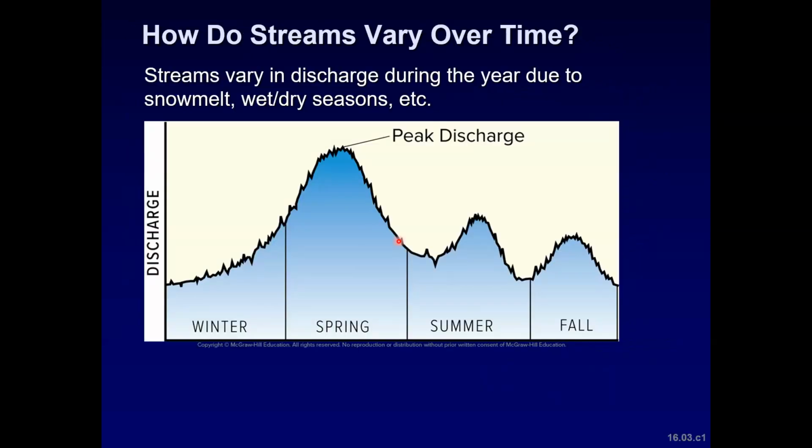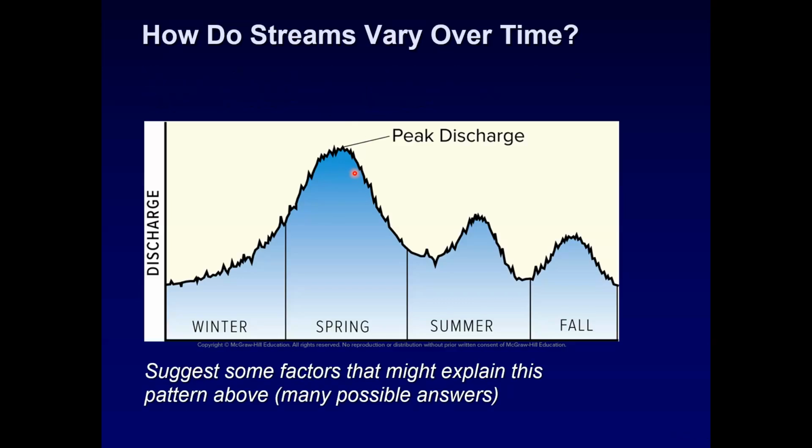So how can streams vary over time? This is discharge versus seasonal changes. Our peak discharge in this, say, North American stream, we see this in the spring. The most water is in the spring. You'll find that if you go out in the Rocky Mountains, you've got a lot of white water in the rivers, and it's dangerous to wade through a lot of them. You have a lot of snow melt feeding into that, so that's a major factor.